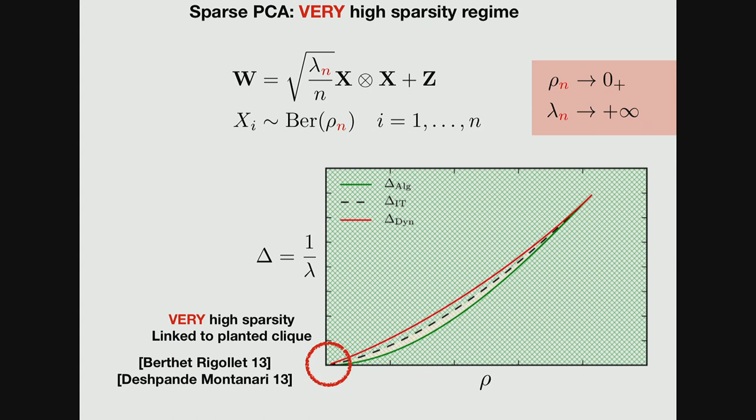Let me mention that this very high sparsity regime is actually linked to the problem that Scott discussed before, this planted clique problem. And in these papers, they relate this inference problem to the planted clique problem. You need to be able to say things in this type of regime to really access the regimes you are interested in for planted clique problems, where square root of n appears and things do not scale linearly with n. So you can have a look at these papers.